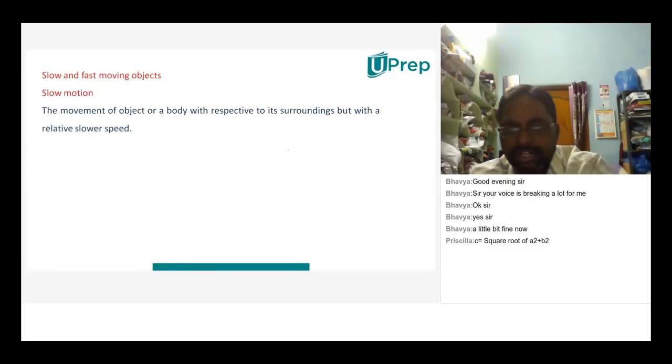Slow motion and fast motion. Slow motion means if an object is covering very less distance in a more time, then what do you say? The object is moving with a slower speed.